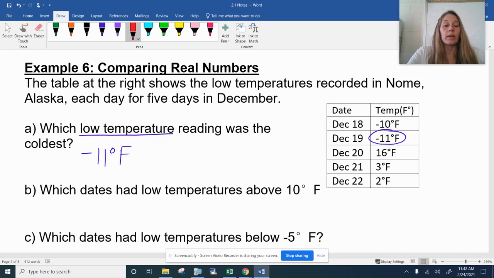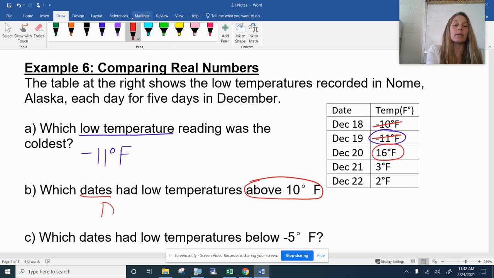Okay, so let's take a look at example B. Now this time we're saying which dates had low temperatures above 10 degrees Fahrenheit. Well, we know if it's above a positive number, these two could not be answers. And then when we look at the remaining choices, which one of those is greater than 10 degrees? It would be the 16 degrees Fahrenheit, which takes place on December 20th.